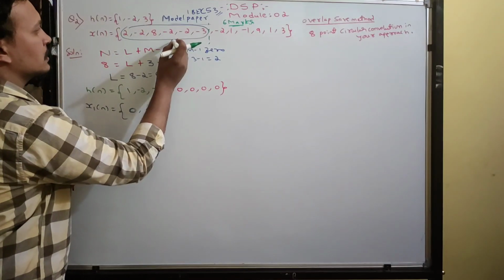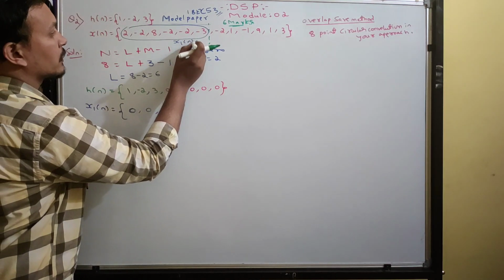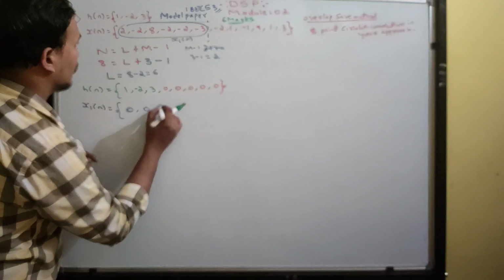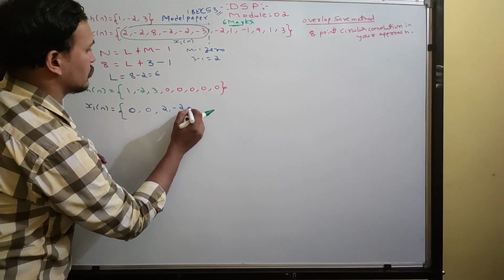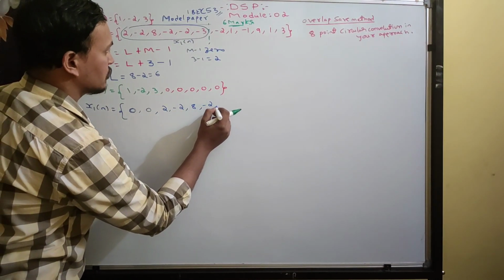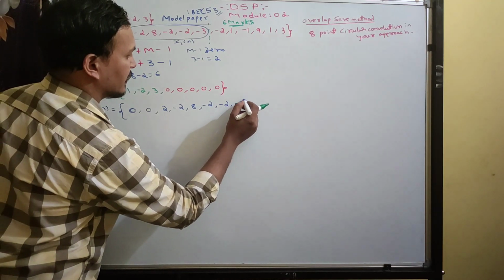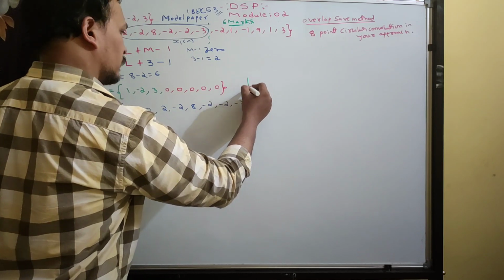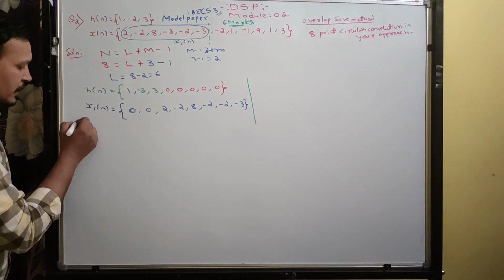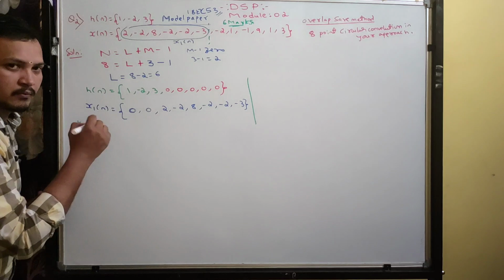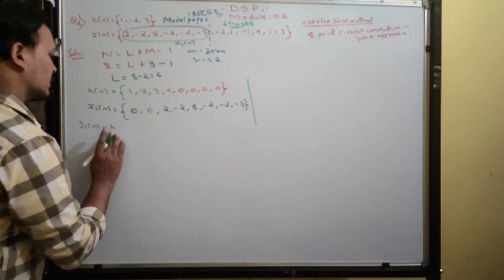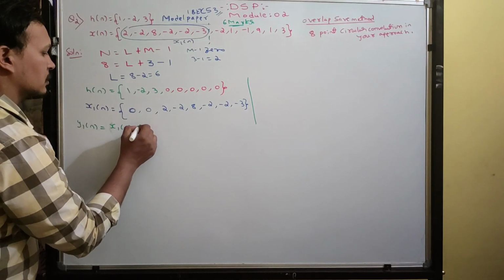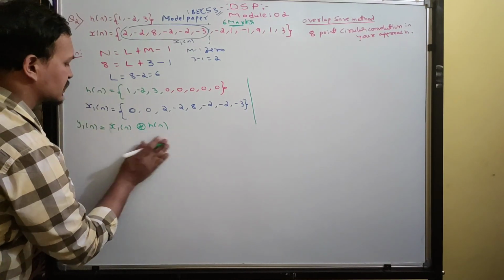This is the sub input; in the overall input, this is one input. Now write those 6 samples here: 2, comma, minus 2, 8, minus 2, minus 2, minus 3. Got it? Fine. So now find y1 of n. What is y1 of n? It is x1 of n circular convolution h of n.